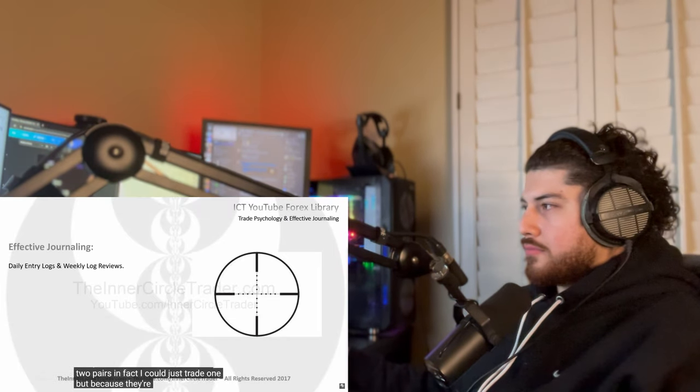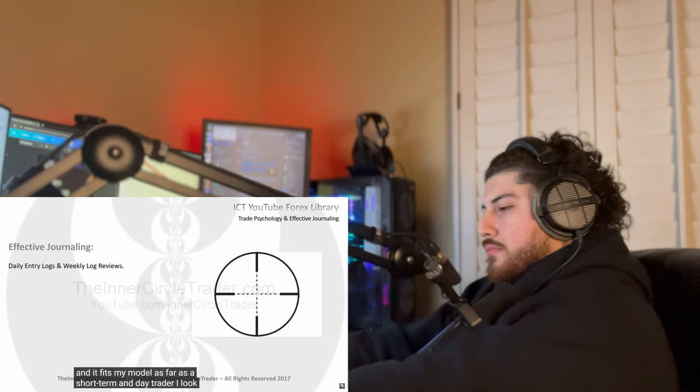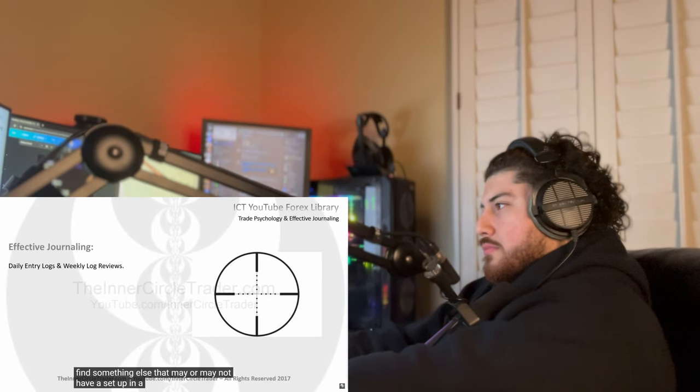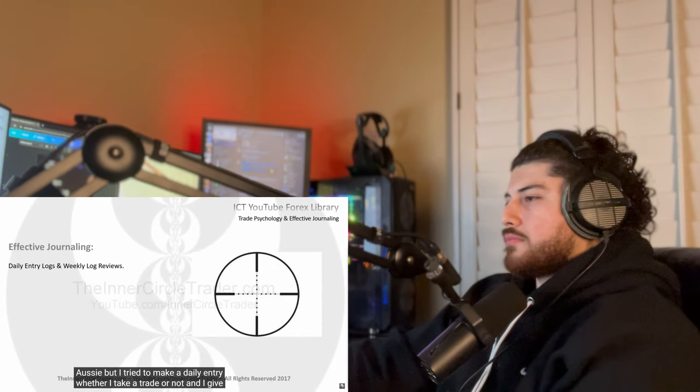If I can just trade one, but because they're closely correlated, and if it's my model as far as a short-term day trade, I look at both the euro dollar and cable. And if I want to find something else, maybe I have a setup in the cable or the euro, then I'll trade the Looney or the Aussie. But I try to make a daily entry, whether I can trade or not, and I give myself an opportunity to stay in a routine.